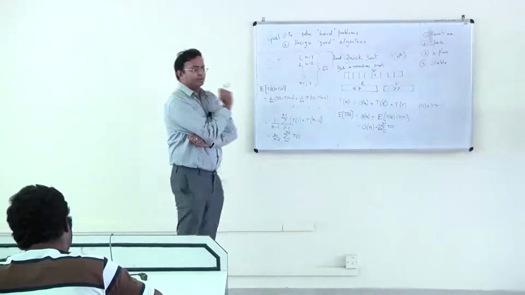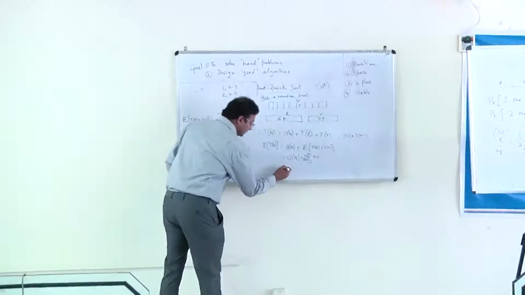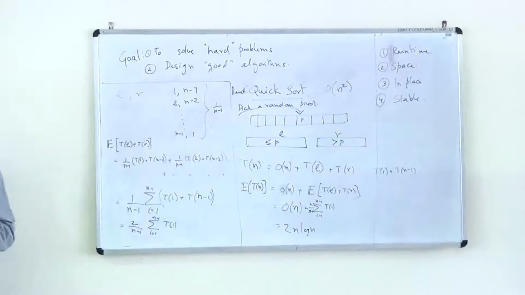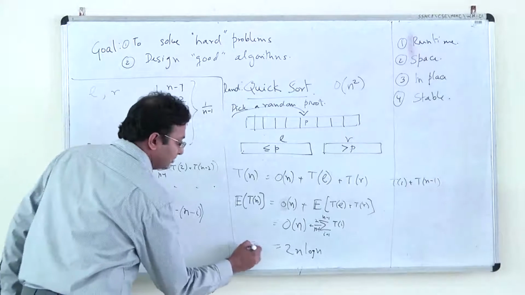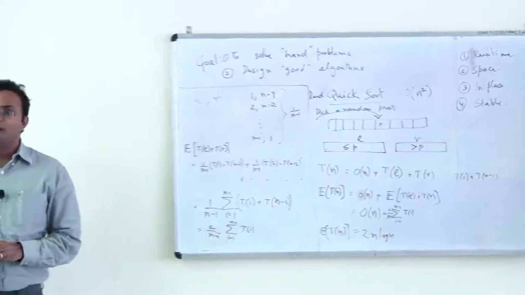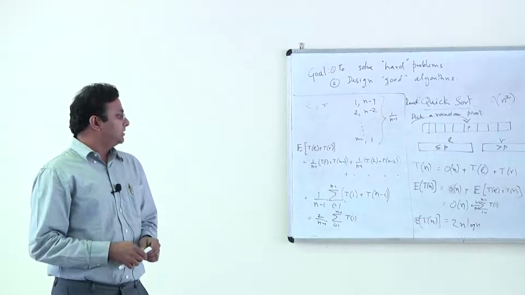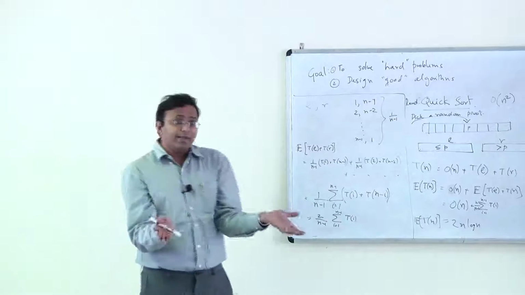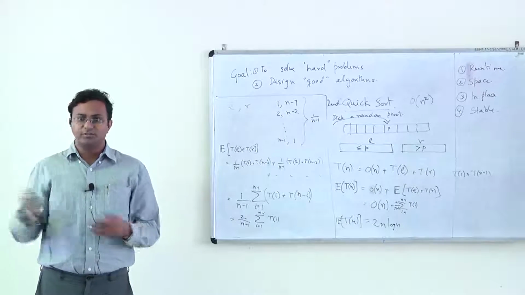Okay, I leave you here with this particular problem. Prove that this does turn out to be twice n log n. When you solve this particular recurrence, you will get the expected value of T of n equals twice n log n. So in other words, here is an algorithm, quick sort, which has lots of other properties, and in the randomized setting it is as good as any other algorithm, merge sort or whatever, which is order n log n.